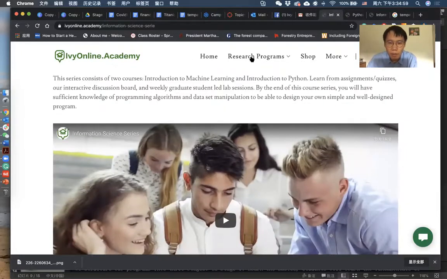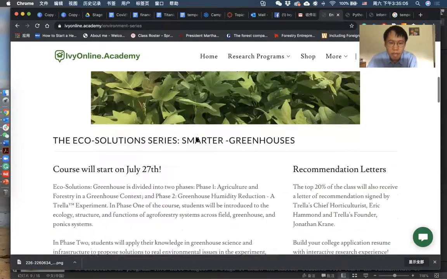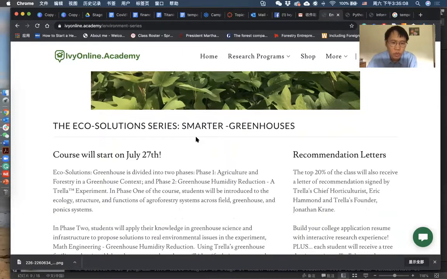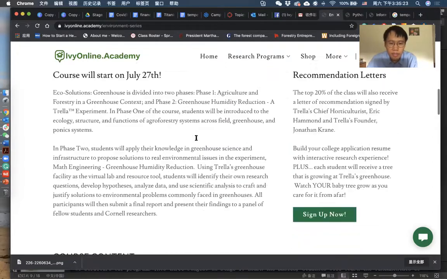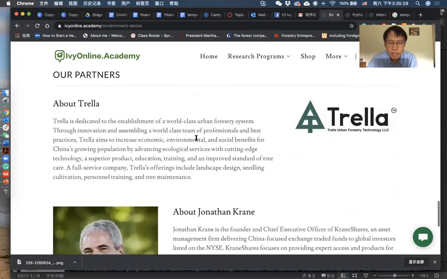Our upcoming course, the greenhouse course, will be offered by the end of July. This is also a new course, and we are collaborating with a very high-tech company based in China called Trela. Trela is an organization focusing on urban forestry. They have a nursery in a city near Shanghai, where they plant tree seedlings, and the seedlings will be used for urban forestation.